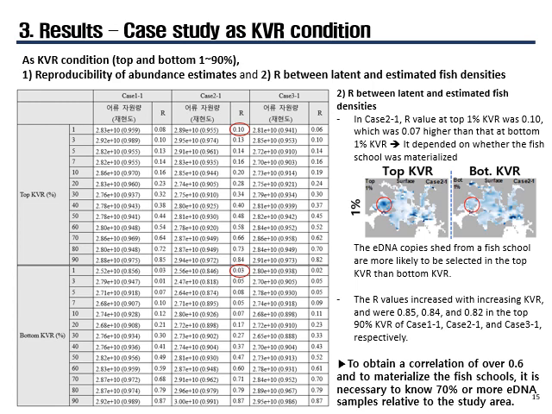I think to obtain a correlation of over 0.6 and to materialize the pitch score, it is necessary to know 70% or more of the eDNA samples relative to the study area.